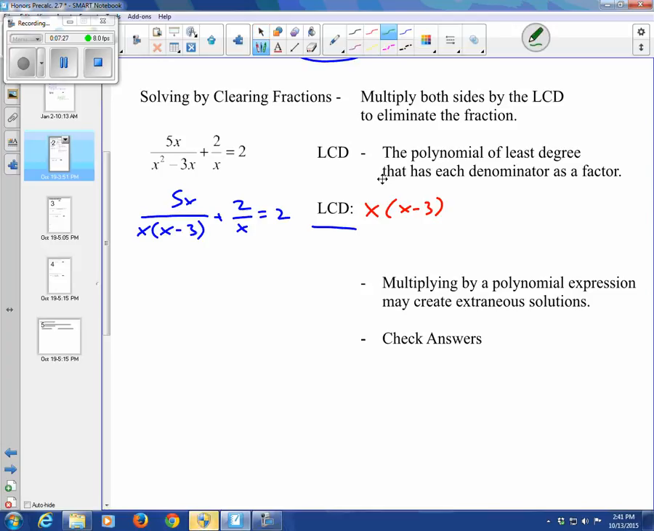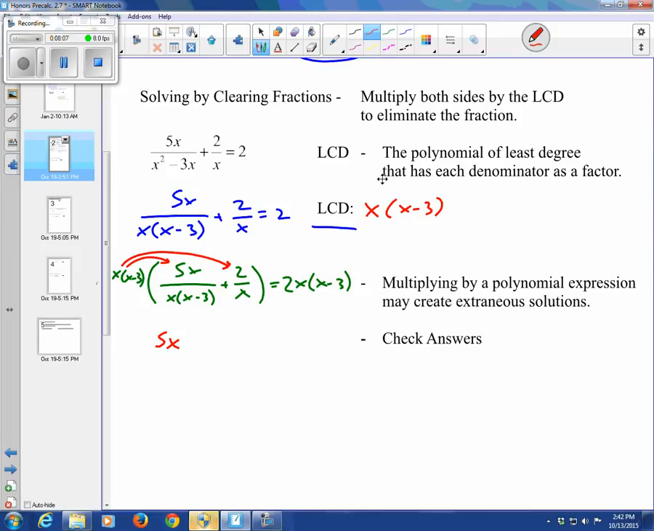So right here we've got 5x over x times x minus 3 plus 2 over x, times our least common denominator of x times x minus 3. And then on this side we've got 2 times x times x minus 3. Now we're going to distribute our x times x minus 3 to both of our terms here, right? In this first term, the multiplication of x times x minus 3 cancels out with the division by x times x minus 3, and we just get our 5x for this multiplication into the first term.